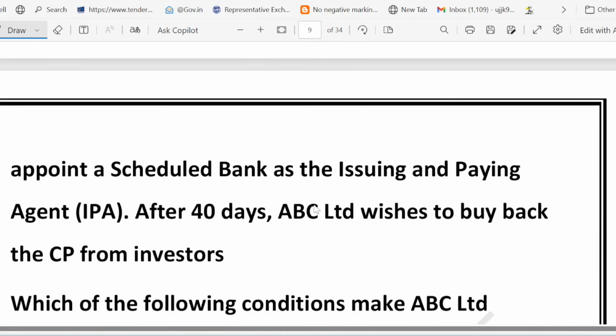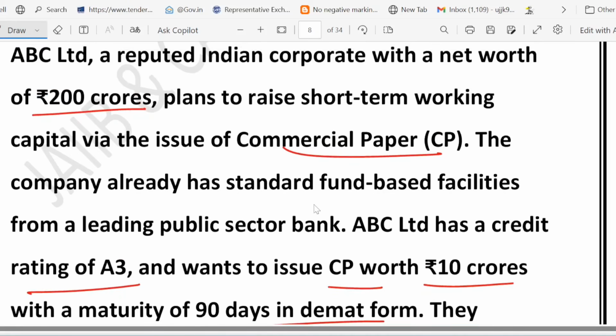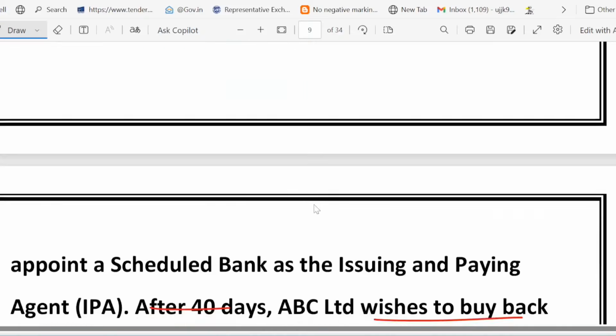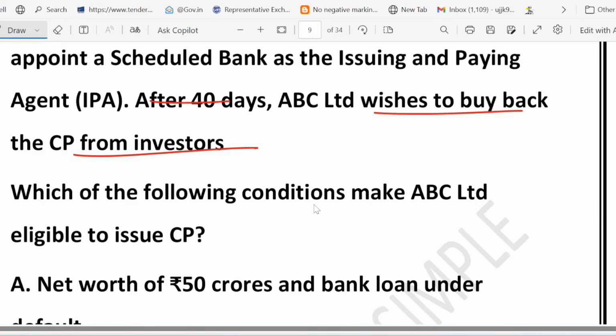They appoint a scheduled bank as the issuing and paying agent, that is IPA. After 40 days, ABC Limited wishes to buy back the CP from the investor. So basically every aspect has been taken care of in this scenario. They have a net worth of 200 crore, and they want to raise money via CP. They have a standard credit rating of A3. They want to issue CP worth 10 crore, maturity 90 days, demat form. They have appointed IPA. After 40 days, they wish to buy back the CP.